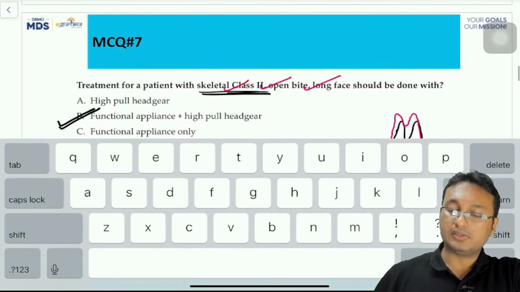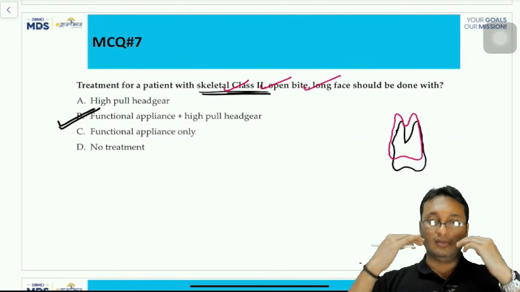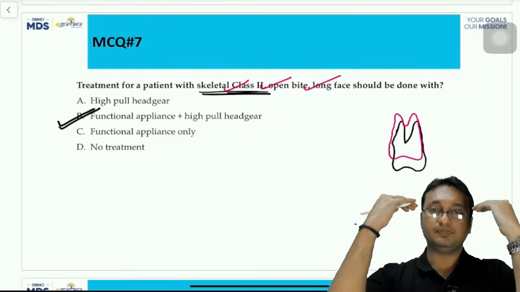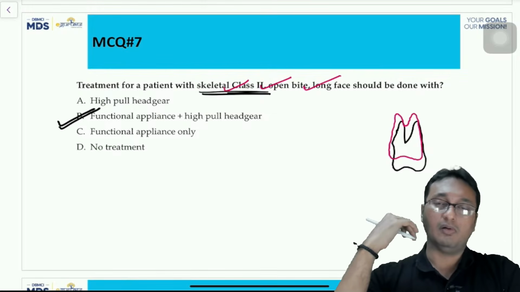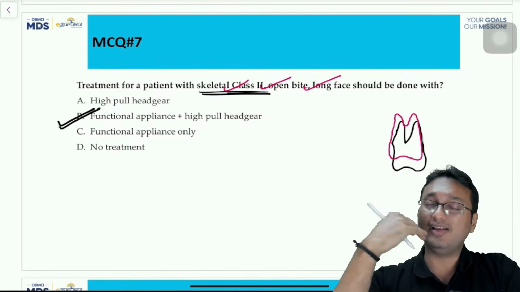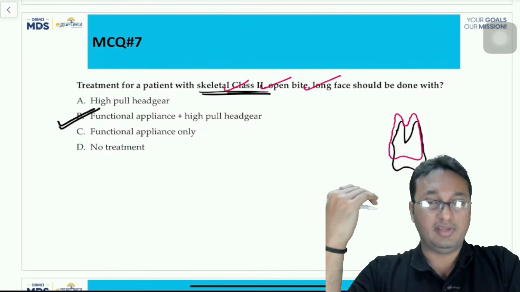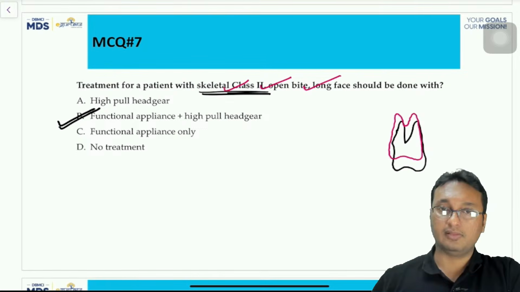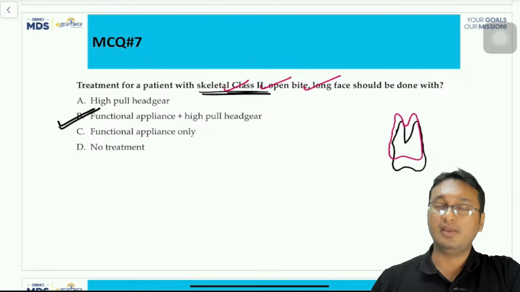Now, intrusion in this case is beneficial for us. Why? Because the patient has an open bite and also a long face. Once the uppers are intruded, the long face syndrome will get corrected because the mandible will auto-rotate in an anti-clockwise direction. So that is beneficial for us in this scenario. That's why we'll choose option B, that is functional appliance plus high pull headgear.